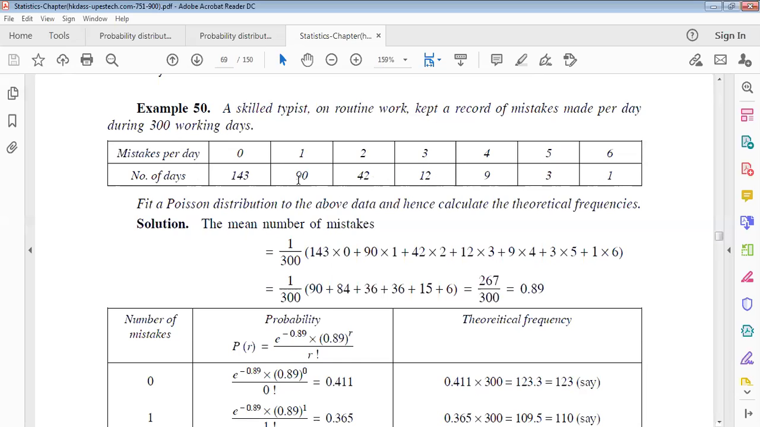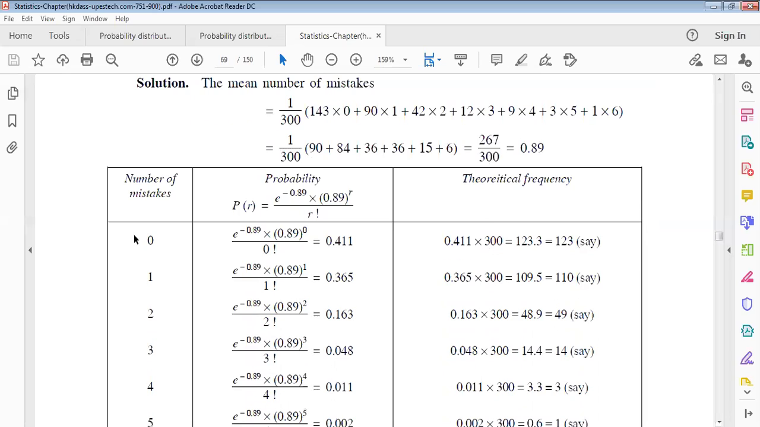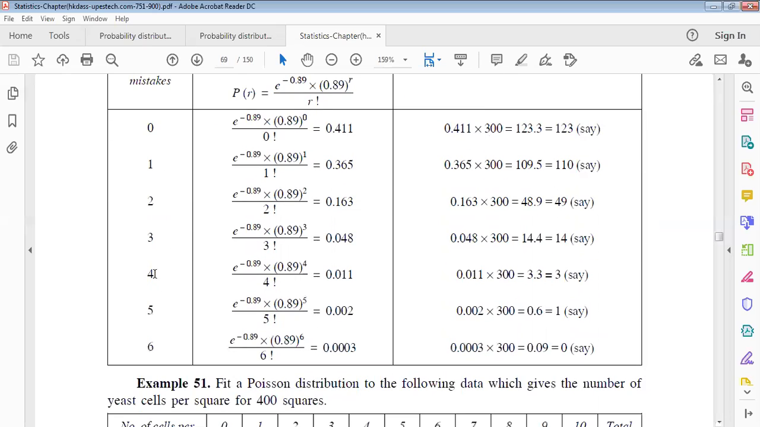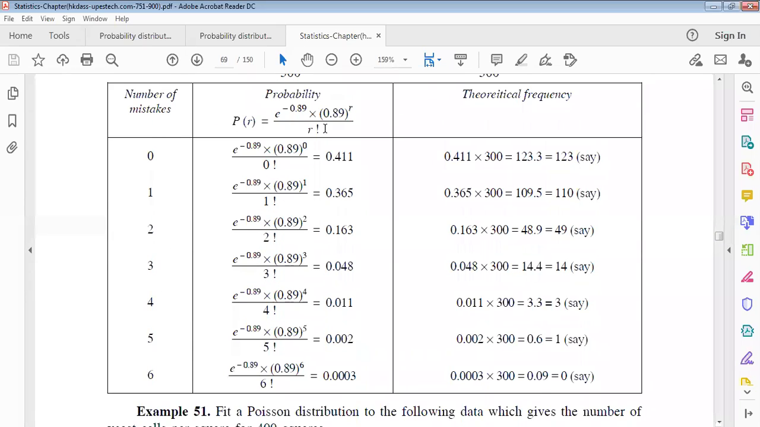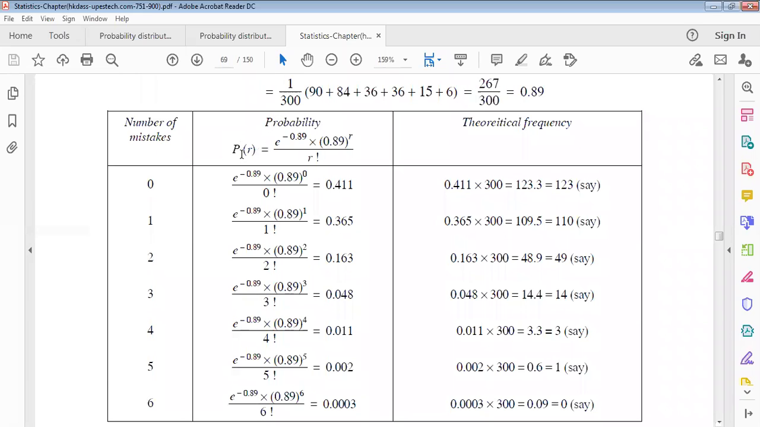Take the sum of this, maybe 300. So this sum divided by 300 will give the actual mean of the mistakes, m = 0.89. Now, the number of mistakes in the first column goes up to 6, and the probability density function for the Poisson distribution is e to the power minus m, m to the power r divided by r factorial, where m is the mean.